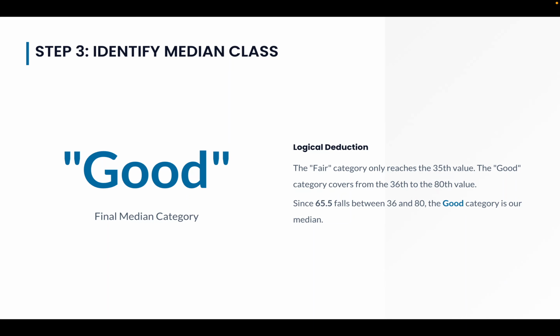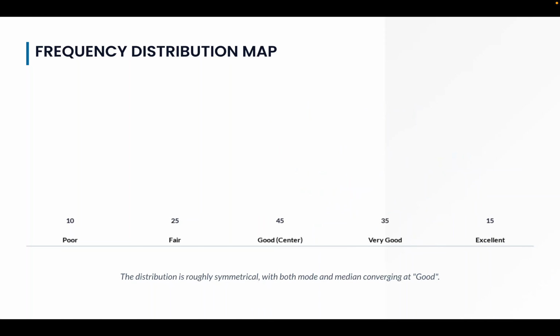So this is our frequency distribution map. We can see that the distribution is roughly symmetrical, with both mode and median converging at good. Basically, this is how we combine ordinal data and grouped data together to analyze data much better and much more efficiently.